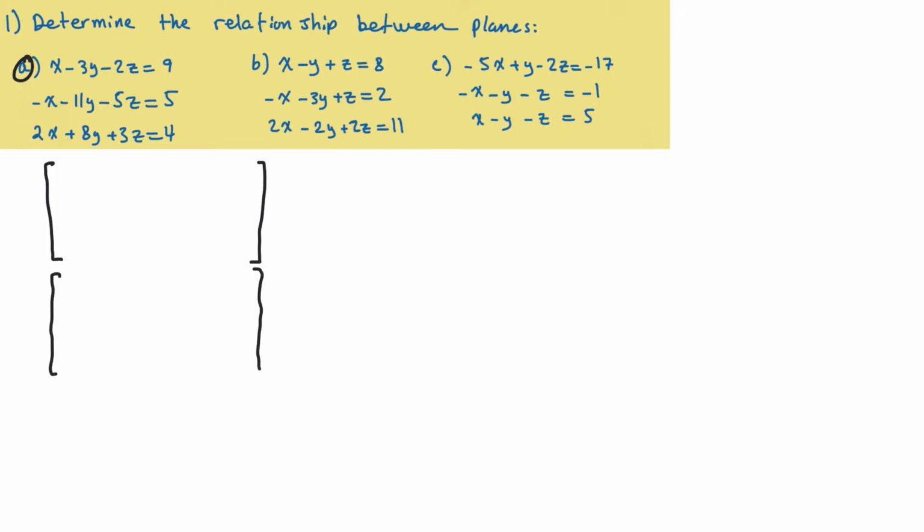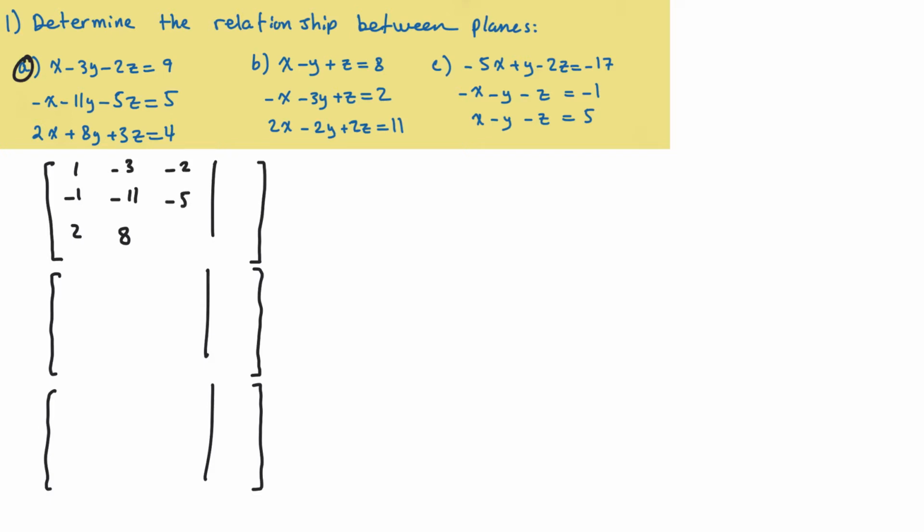We're going to try to get the echelon form of the augmented matrix in 3 steps. For the first step, we will simply write all the values here. For the first one, the coefficients of x are 1, -1, and 2. Of y, we have -3, -11, and 8. And for z, we got -2, -5, and 3. And our constants are 9, 5, and 4.